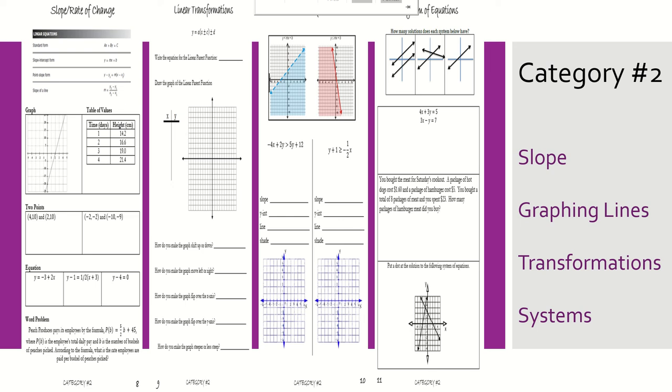Algebra 1 EOC STAAR Review, category number 2, slope and rate of change, on page 8. We will be looking at slope, graphing lines, transformations, and systems in this category.